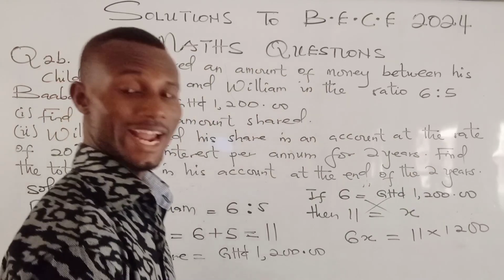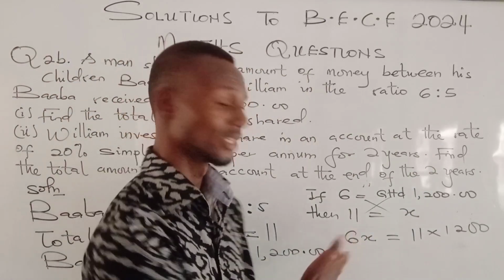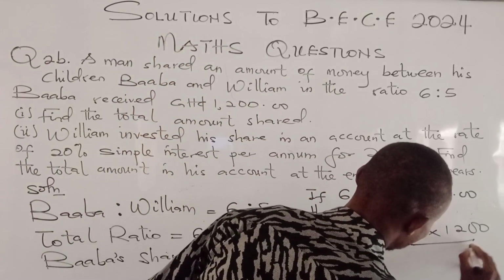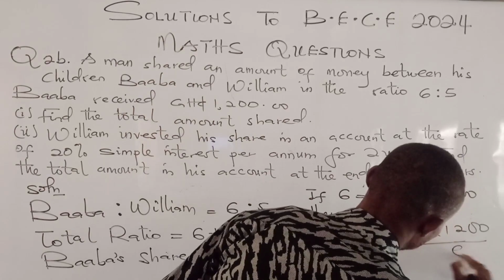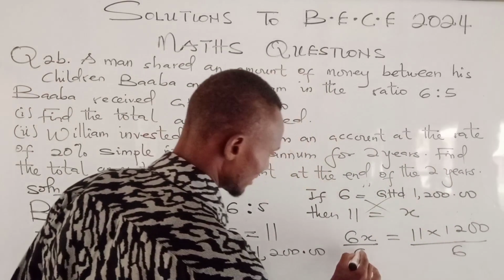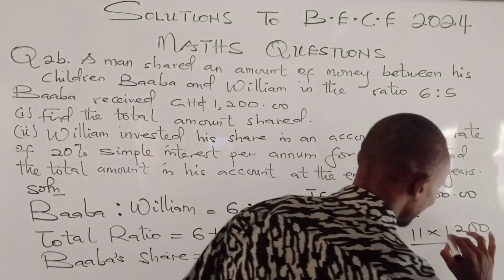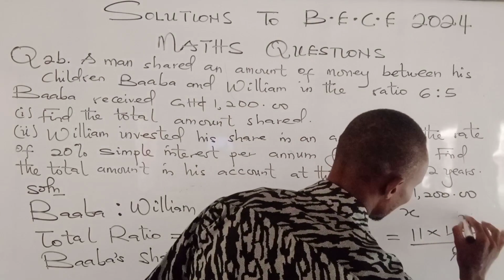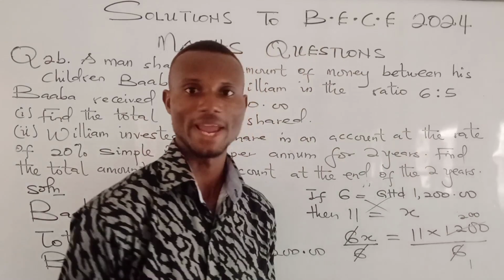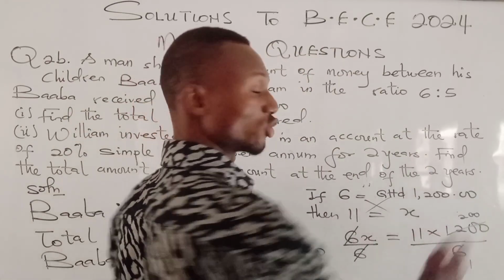What do we do to get s? We divide through the equation by the coefficient of s, which is the 6. So I divide here by 6 and divide here also by 6. I hope you understand and you agree with me up to this point. So this 6 and this 6 will cancel. 6 goes here 1, and 6 goes into this 1200 200 times. You can just do your division to confirm. So I have my s equals 11 times 200.